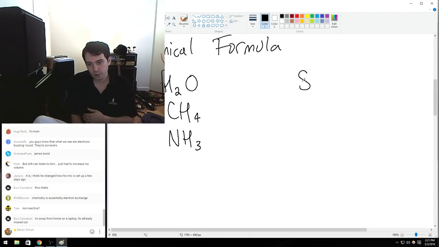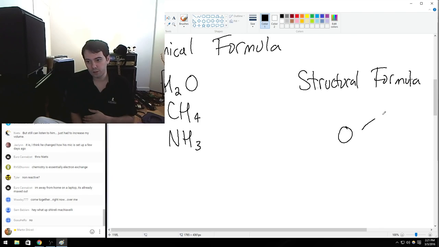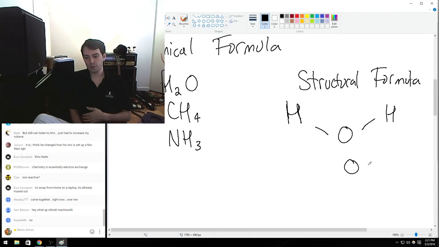We can also do a structural formula. We can actually try to draw the molecule. Structural formula. So how would we draw water? We could draw it like this. We could put the oxygen here, and the hydrogen here, and the hydrogen here. And we've drawn the structure of water. We can also do it like this.